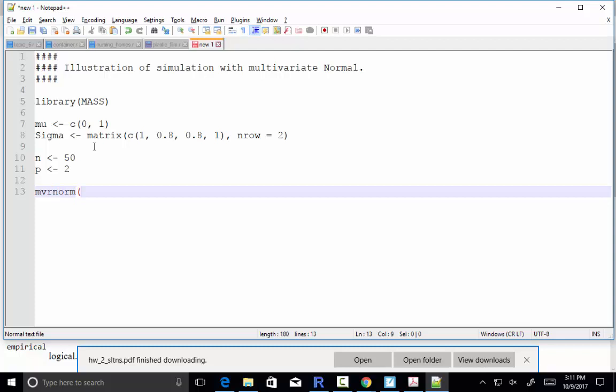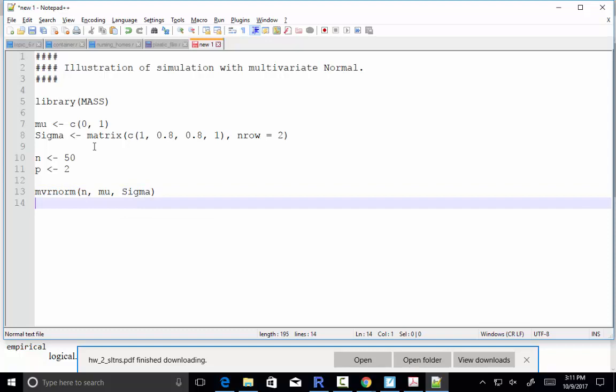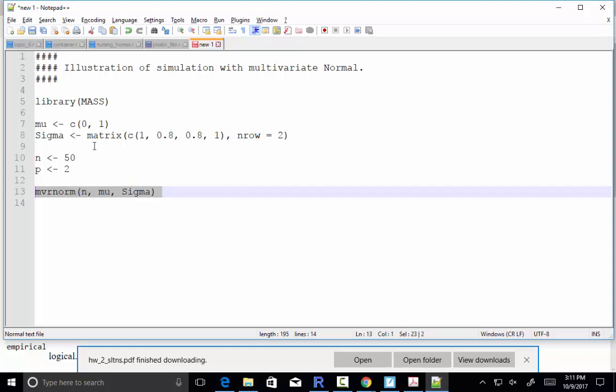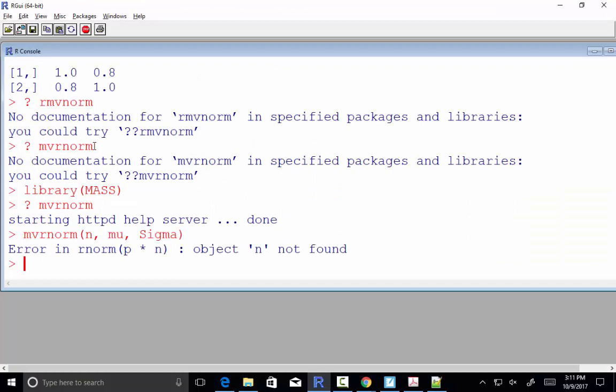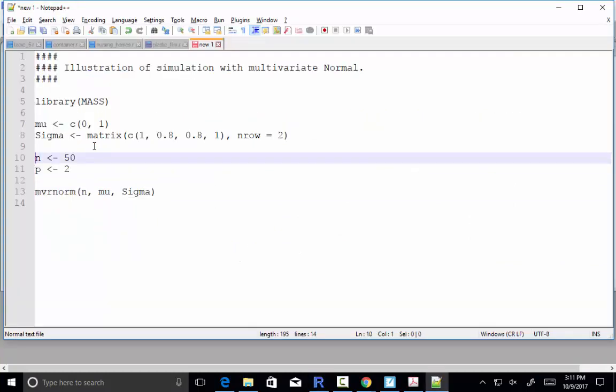Just to illustrate it, let's use it once. mvrnorm takes arguments. The first is sample size. A sample of what size do you want? The third is the mean vector, and the fourth is the covariance matrix. So if I run this, it should give me a multivariate data set. Make sure I've defined these things.